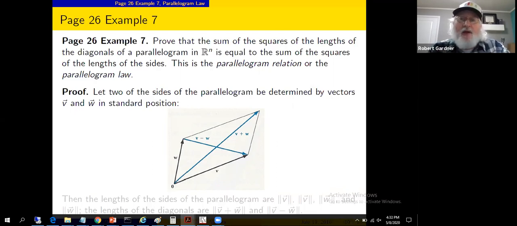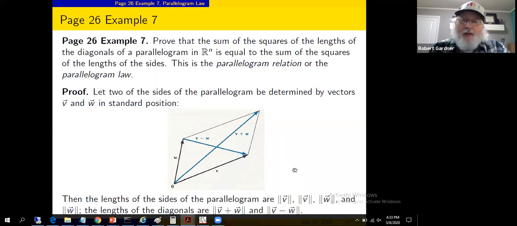I can calculate those with dot products. It's supposed to equal the sum of the squares of the lengths of the sides. So the length of this side squared, plus the length of this side squared, plus the length of this side squared, you get the idea. And those will be norms of W on this side and norms of V at the bottom and at the top. Okay, the lengths of the sides are, let me list all 4 of them just for the record, norm of V, norm of V again, norm of W, and norm of W again. And the lengths of the diagonals are the norm of V plus W and the norm of V minus W.